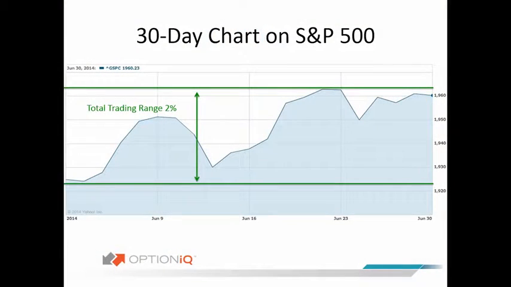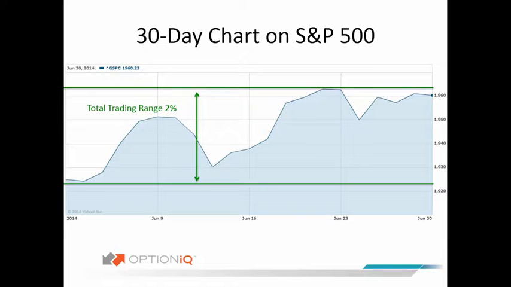Now, let me give you an example of how those probabilities work. This is a real life example from a real trade that we had. So here's the index over that period of time that I showed you earlier. This is the S&P 500 index over the 30-day period of time. And you'll notice that, as I said earlier, it had a 2% trading range during this period of time. It went up and down a total of 2% over 30 days.